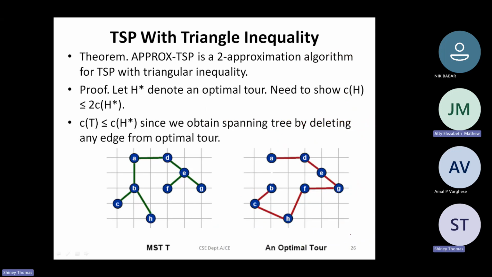Okay, so the same thing I have explained here. That is the initial MST, the minimum spanning tree, given by this. When you delete an edge, what happens? You get the optimal tour, something like that, C star, H star, the cost of H star. So we can say the cost of the tree will be less than the cost of the tour.